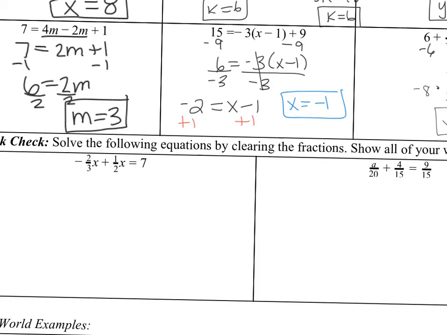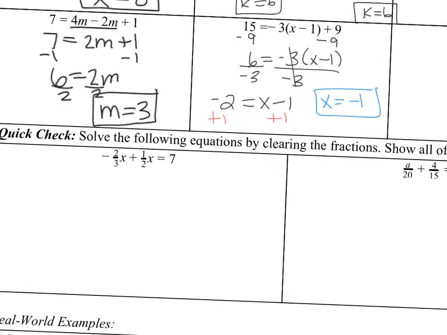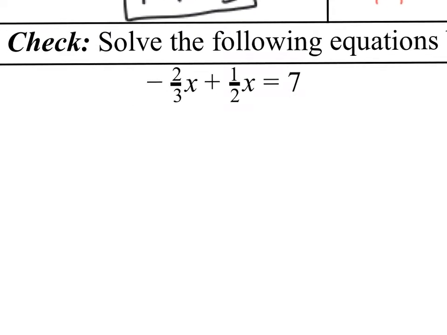And then clearing fractions. So I'm going to show you a technique to get rid of fractions. What you want to do is look at all of your denominators in your problem. So if you have 2 or more fractions, you can clear fractions. You can clear fractions if you have 1 fraction, I guess, but if you have fractions, you can get rid of them by looking at your denominators and multiplying by the least common multiple of your denominators.